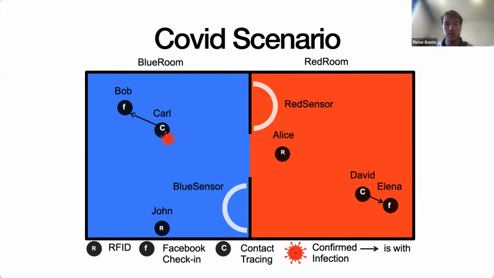Certain people have RFID tags. For example, John has an RFID tag and has been localized inside the blue room. And Alice also has an RFID tag and has been localized in the red room. If the persons have an RFID tag, they have this black dot with an R inside of it. We have other ways of doing localization, for example, through Facebook check-ins. Bob has done a Facebook check-in, so he's manually posted that he was in the blue room, and Elena has manually posted that she is in the red room.